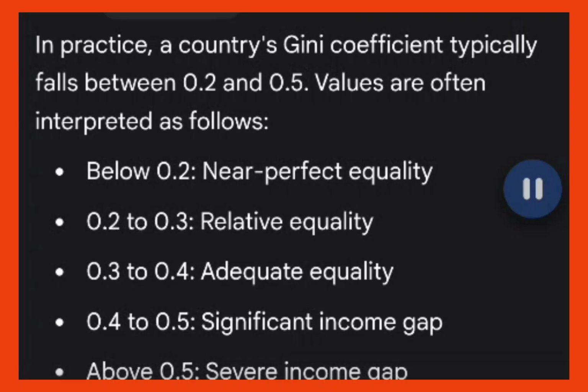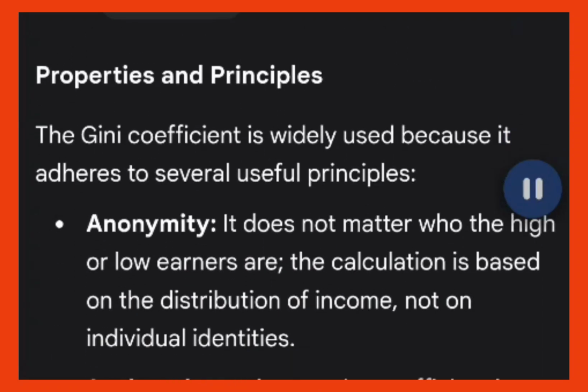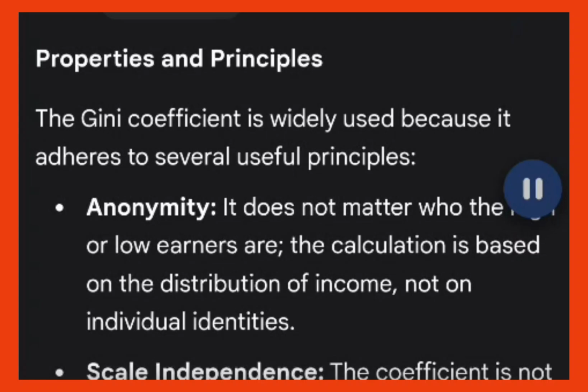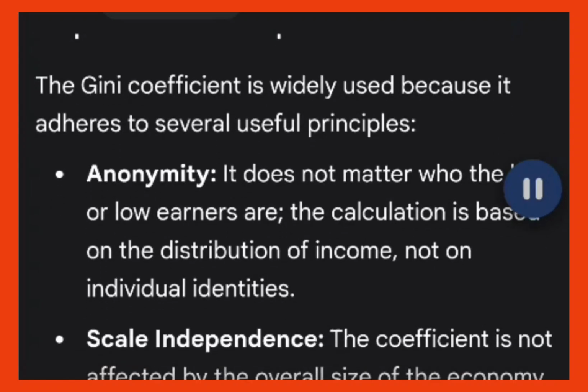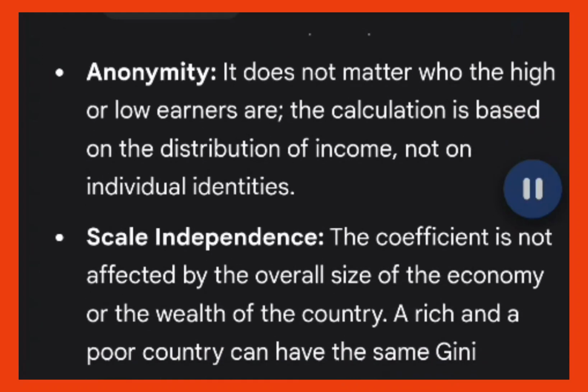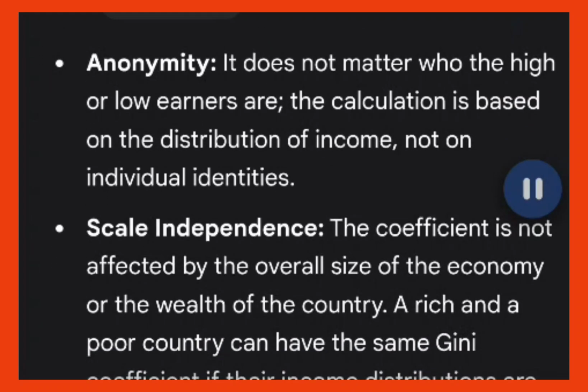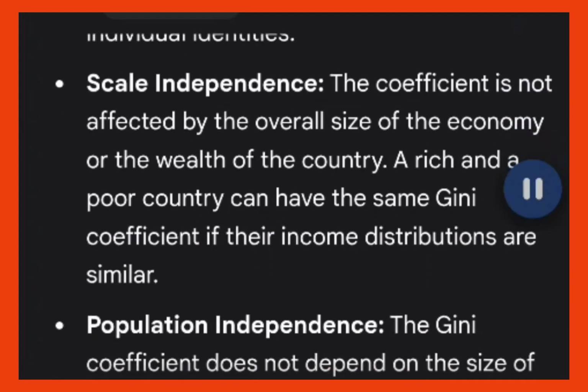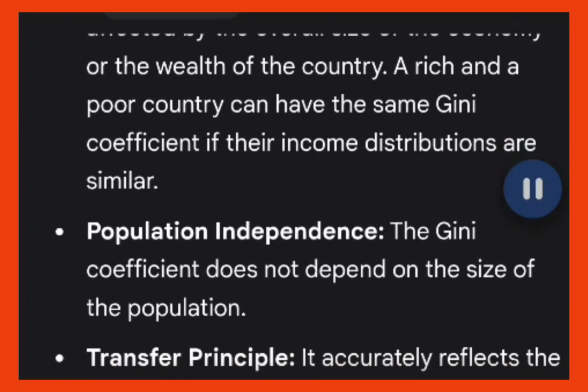Properties and principles. The Gini coefficient is widely used because it adheres to several useful principles. Anonymity. It does not matter who the high or low earners are. The calculation is based on the distribution of income, not on individual identities. Scale independence. The coefficient is not affected by the overall size of the economy or the wealth of the country. A rich and a poor country can have the same Gini coefficient if their income distributions are similar.